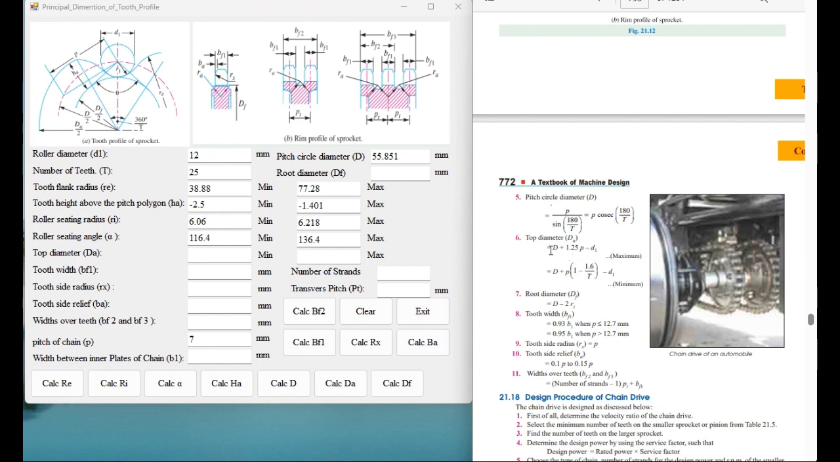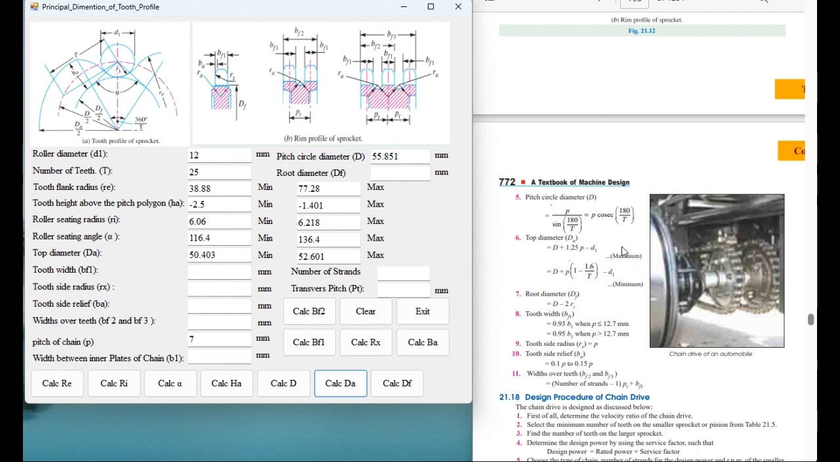So we have the value of d here. Also we have the value p, and also we have the value d1 here. So we can calculate what? dA, the top diameter. Top diameter or dA, we can calculate it. Here the minimum value is 50.403 and the maximum value is 50.60, depending on these input values.